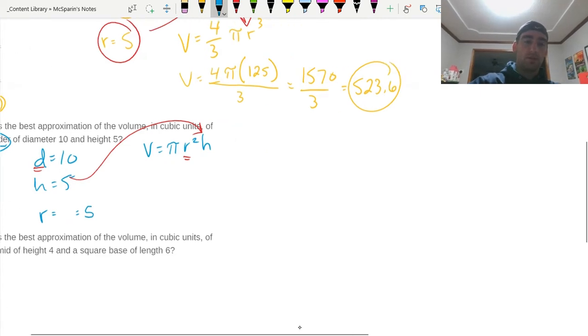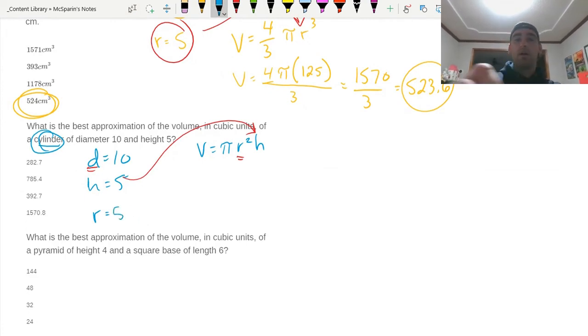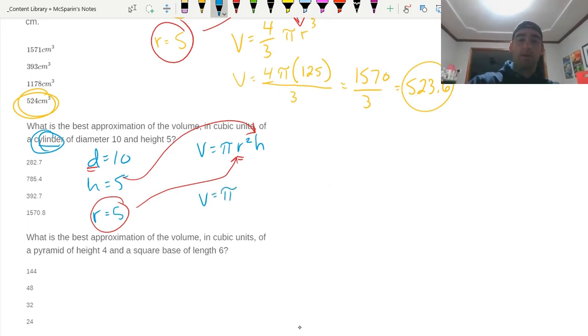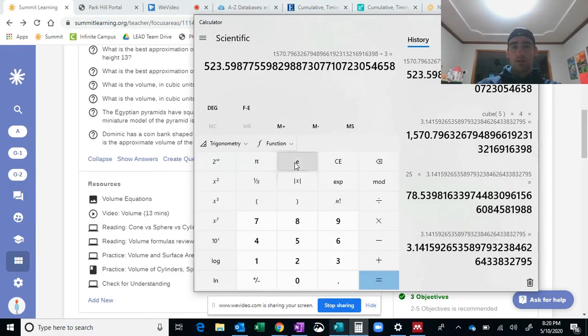Man, that's confusing. We'll erase that. Put that 5 there. So I need to take the 5 and put it there. So when I rewrite this, I'm going to have V equals pi times 5 squared times 5. All right, so that's kind of fun. So at this point, you can just put it in your calculator. I mean, honestly, pi times 5 squared times 5. Let's just try that.